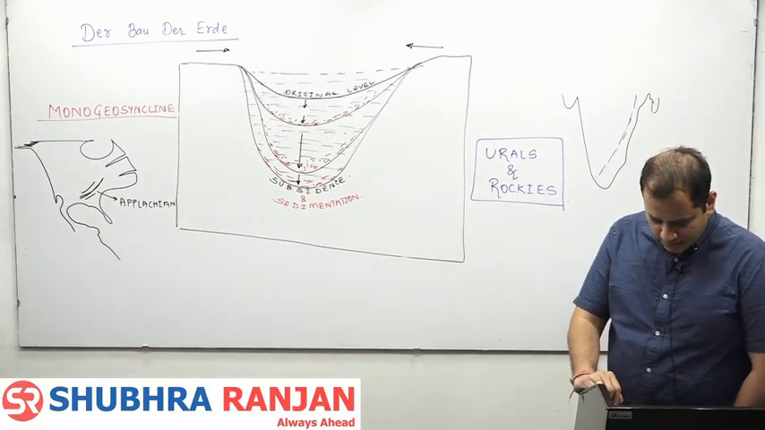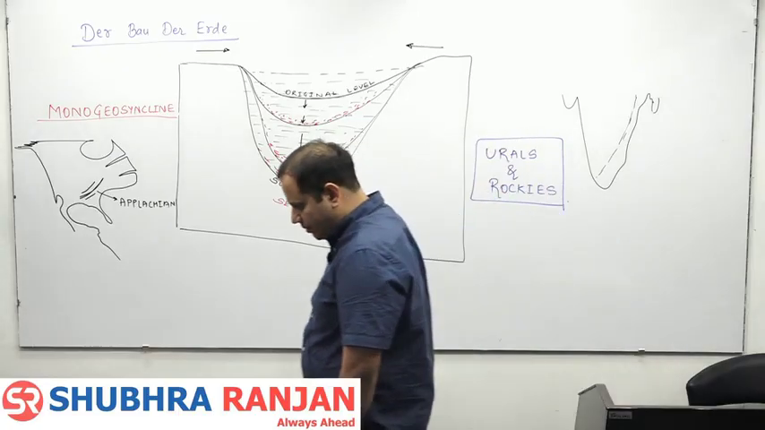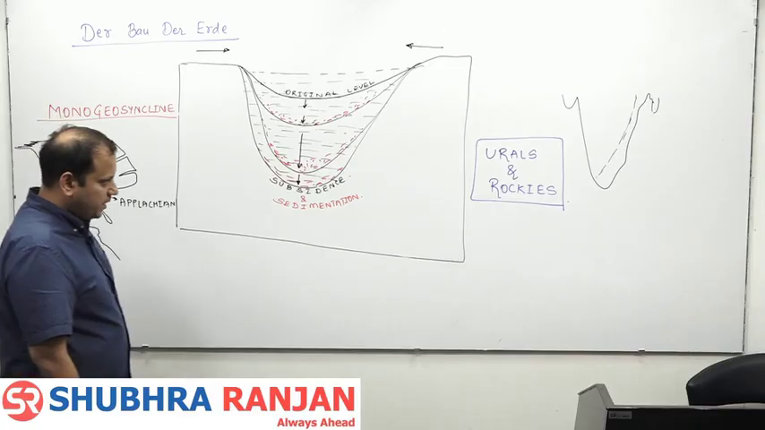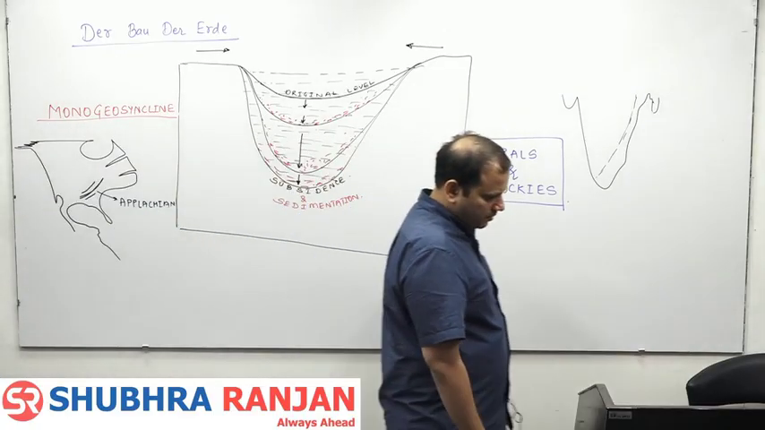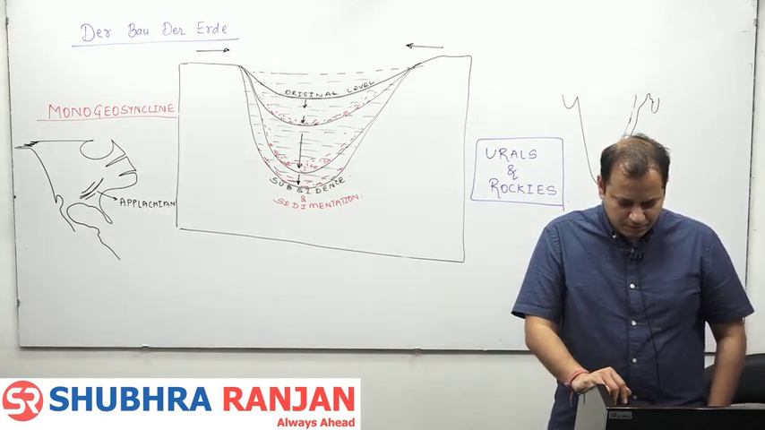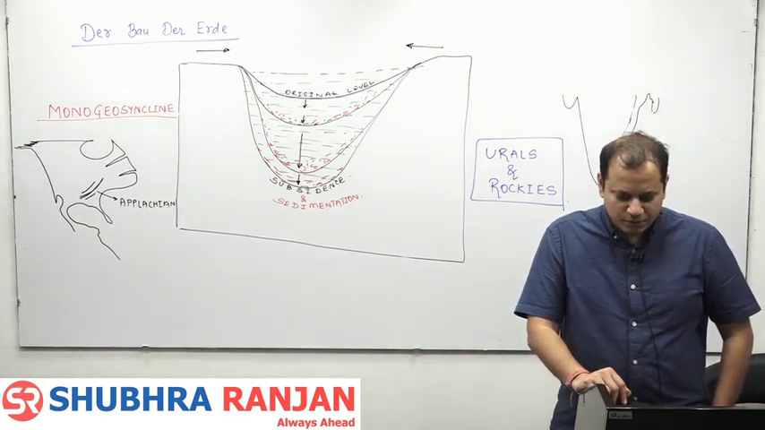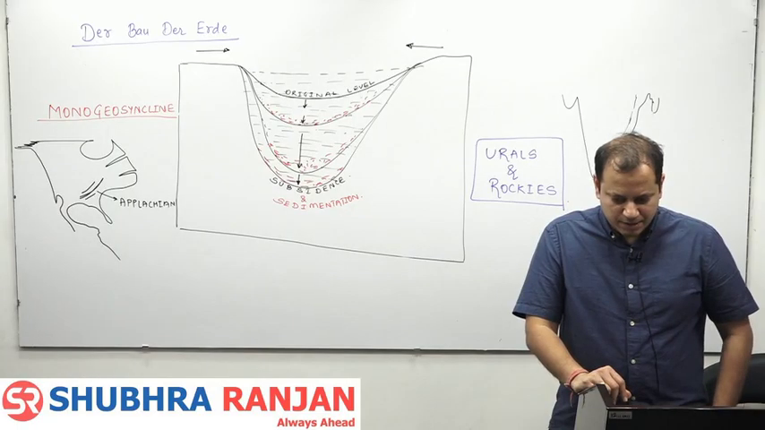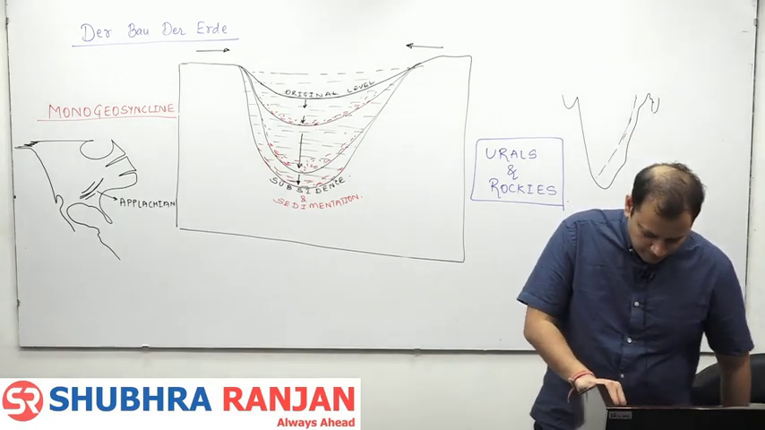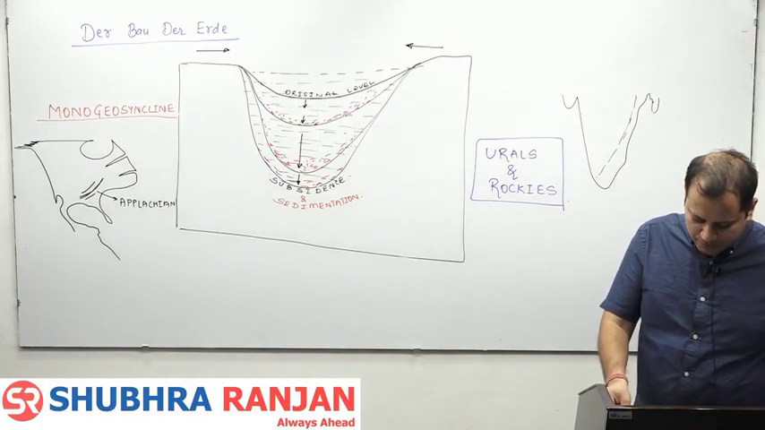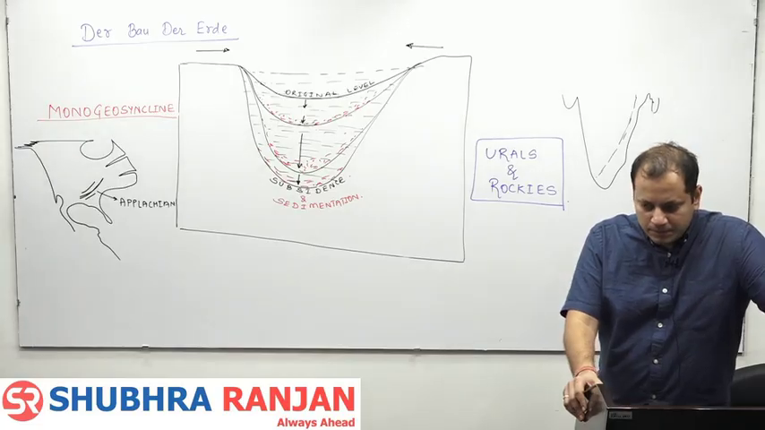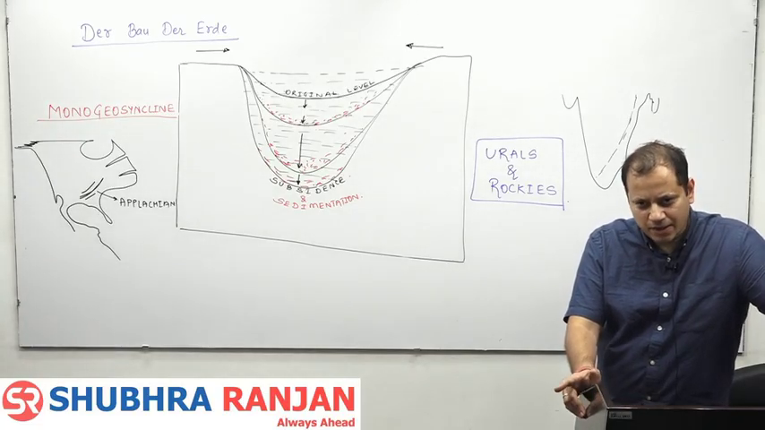Fine. Second point, according to him, the present day mountains were once mobile zones of water. Present day mountains were once mobile zones of water. Mobile zones of water means geosynclines.